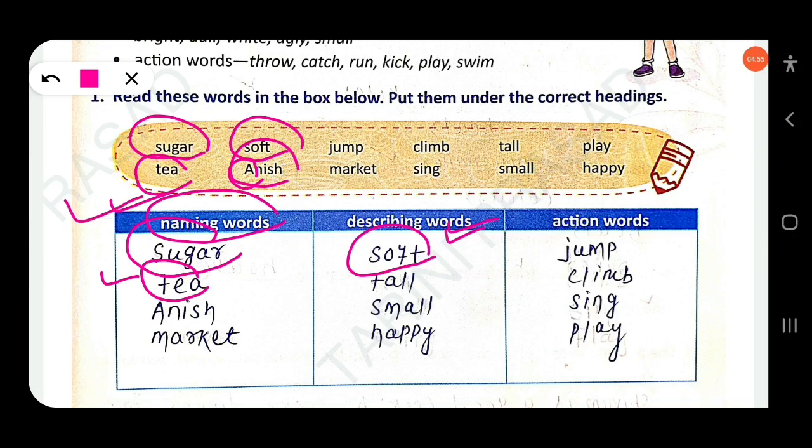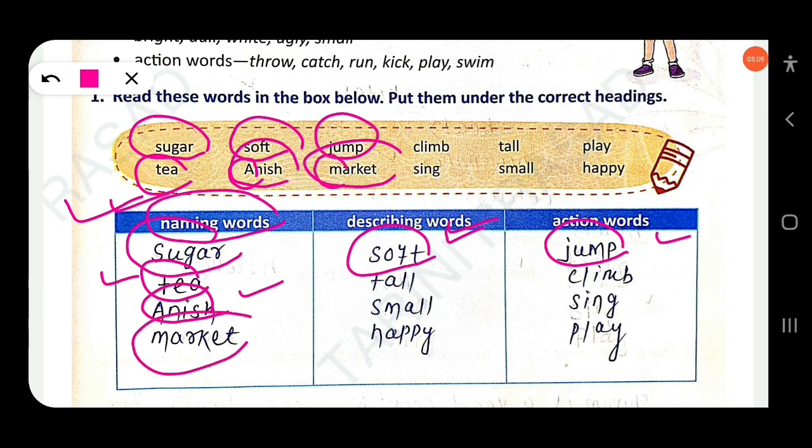Okay, here. Then next jump. Jump is an action word. So you have to write it in the action words column. Then market, it is the name. Okay, M is written in small letter. This is a common noun, so you have to write it here in naming words. Then next climb. Climb is an action word, so you have to write it here. Okay, then sing. Sing is also an action word, so you have to write it in this column. Then next tall. Tall, he is tall. Rohan is tall. I am tall. Tall is a describing word, so you have to write it here.